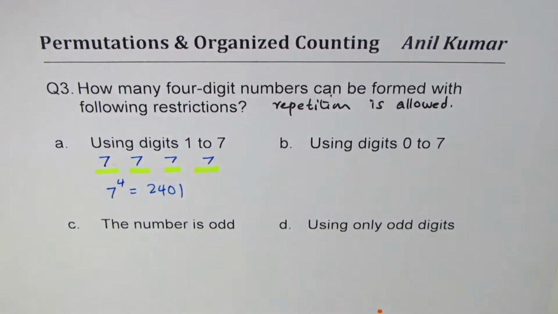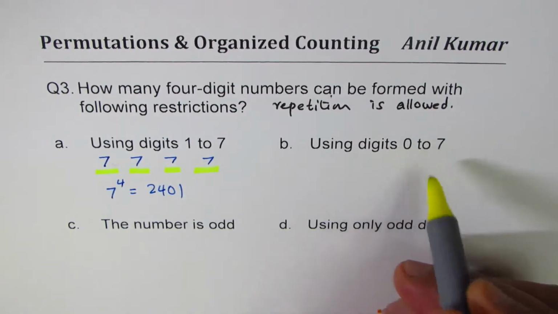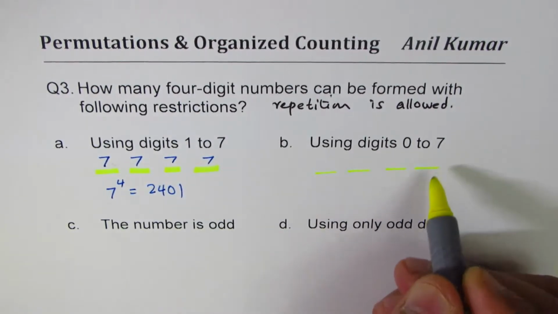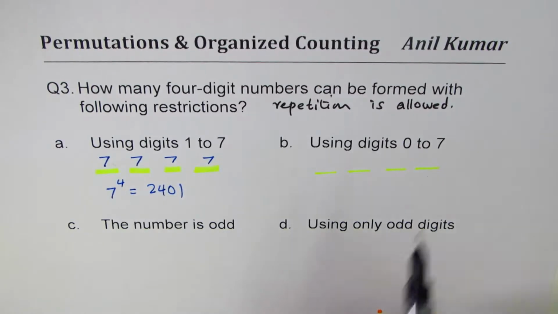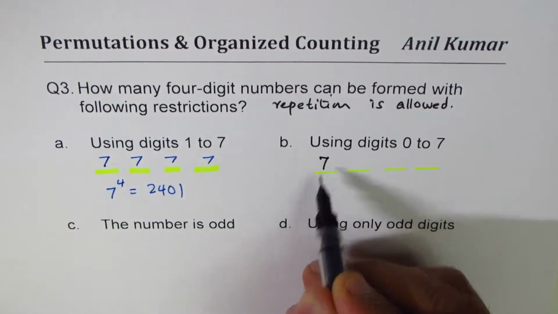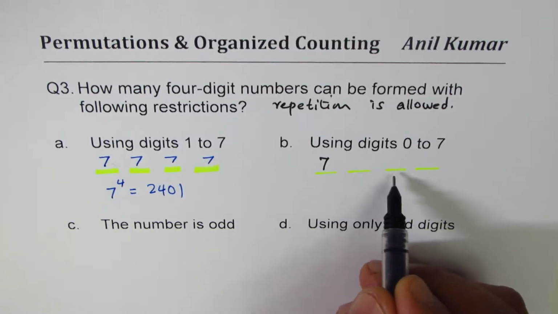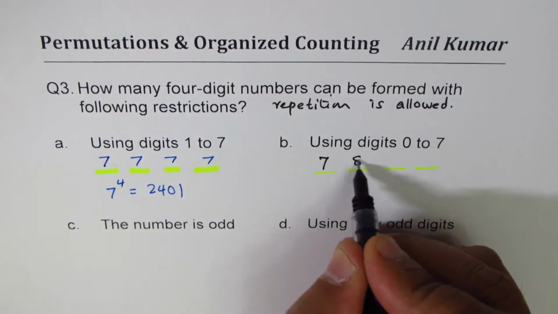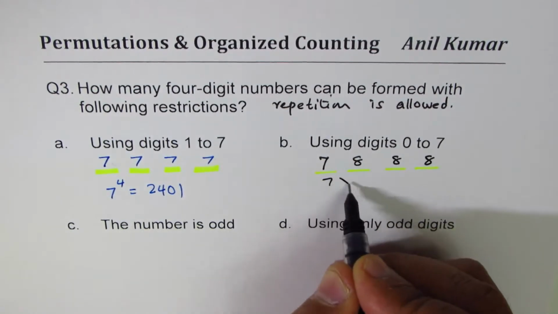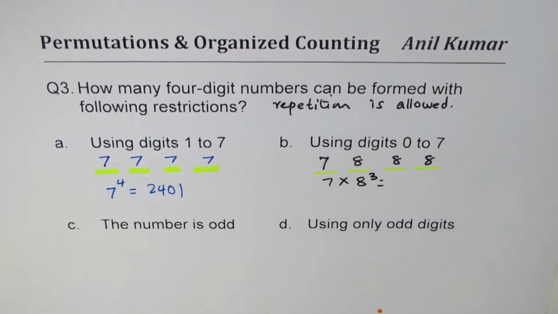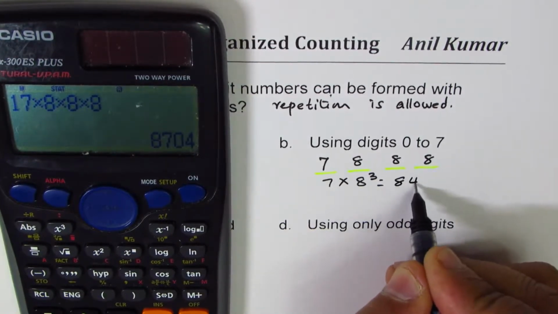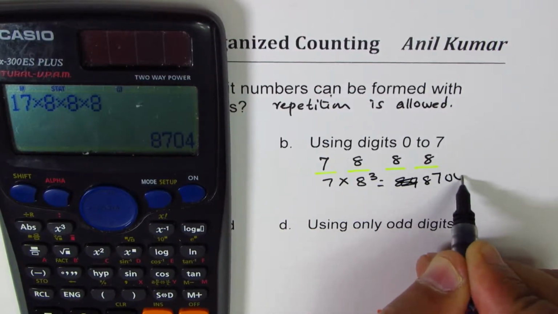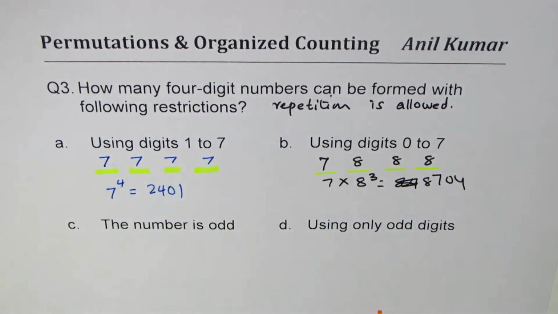The second one here is using digits 0 to 7. Now, in 4 places, I cannot place 0 in the thousands place. So we have only 7 options here. But in the other places, we could place all 8. So 8, 8, 8. So it is 7 times 8 cubed. Let's figure this out. The answer is 7 times 8 times 8 times 8, which equals 8704.